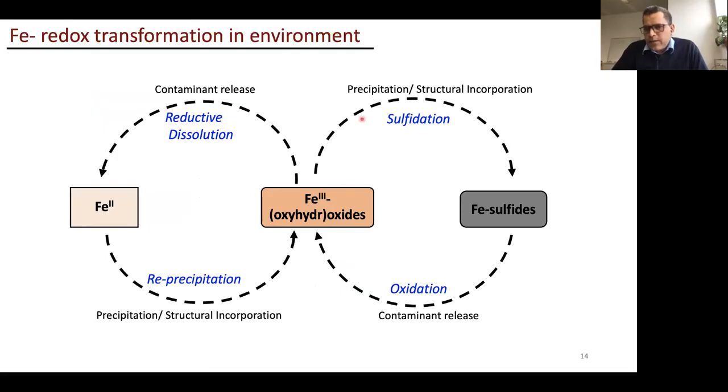The other side of the story, which I will focus on more today, is sulfidation. So you have sulfidation of iron 3 oxides, which results in iron sulfide precipitation. And during the precipitation, you could, in principle, have contaminants trapped into the structure of the precipitate. That's a solution for any remediation strategy.